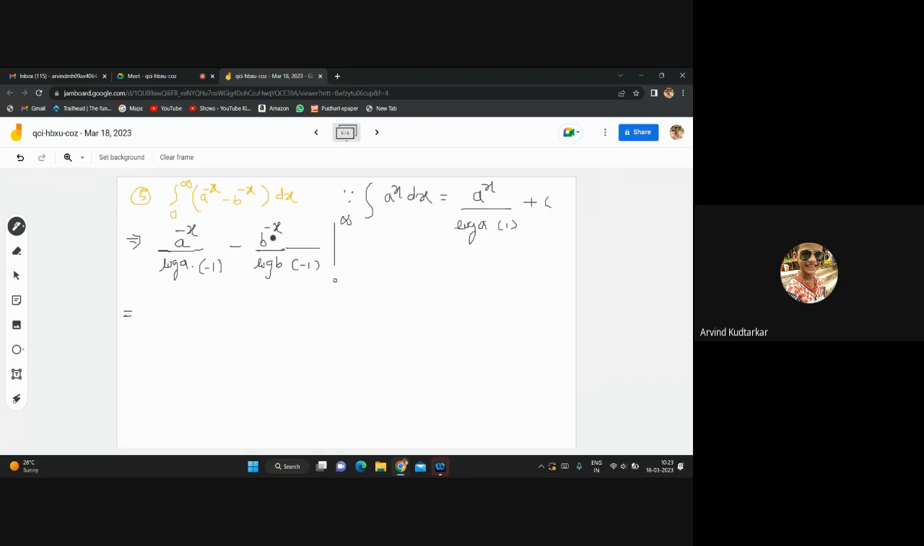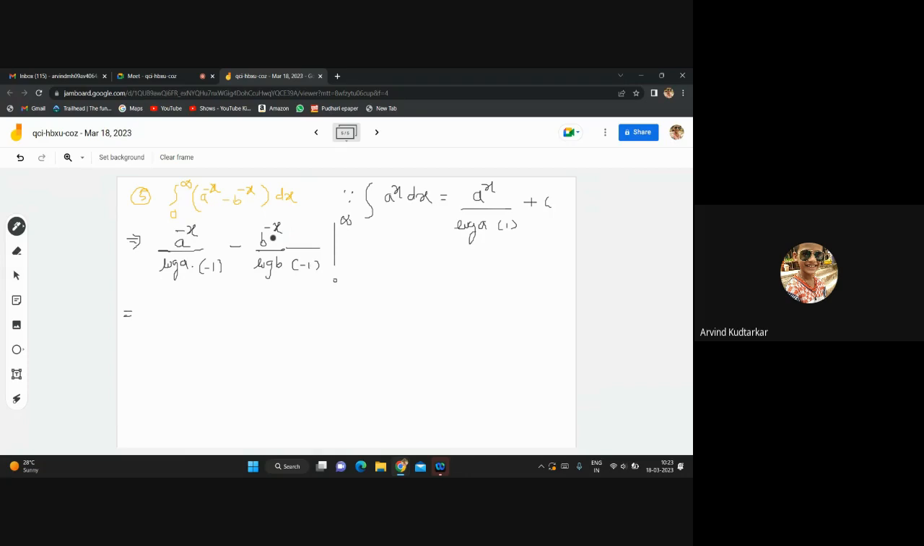So it will be 0. Minus, at the lower limit, substitute x is 0. So a raised to minus 0 is 1. So we get 1 upon minus times log a. And this minus minus becomes plus. b raised to 0 is 1. So 1 upon log of b.